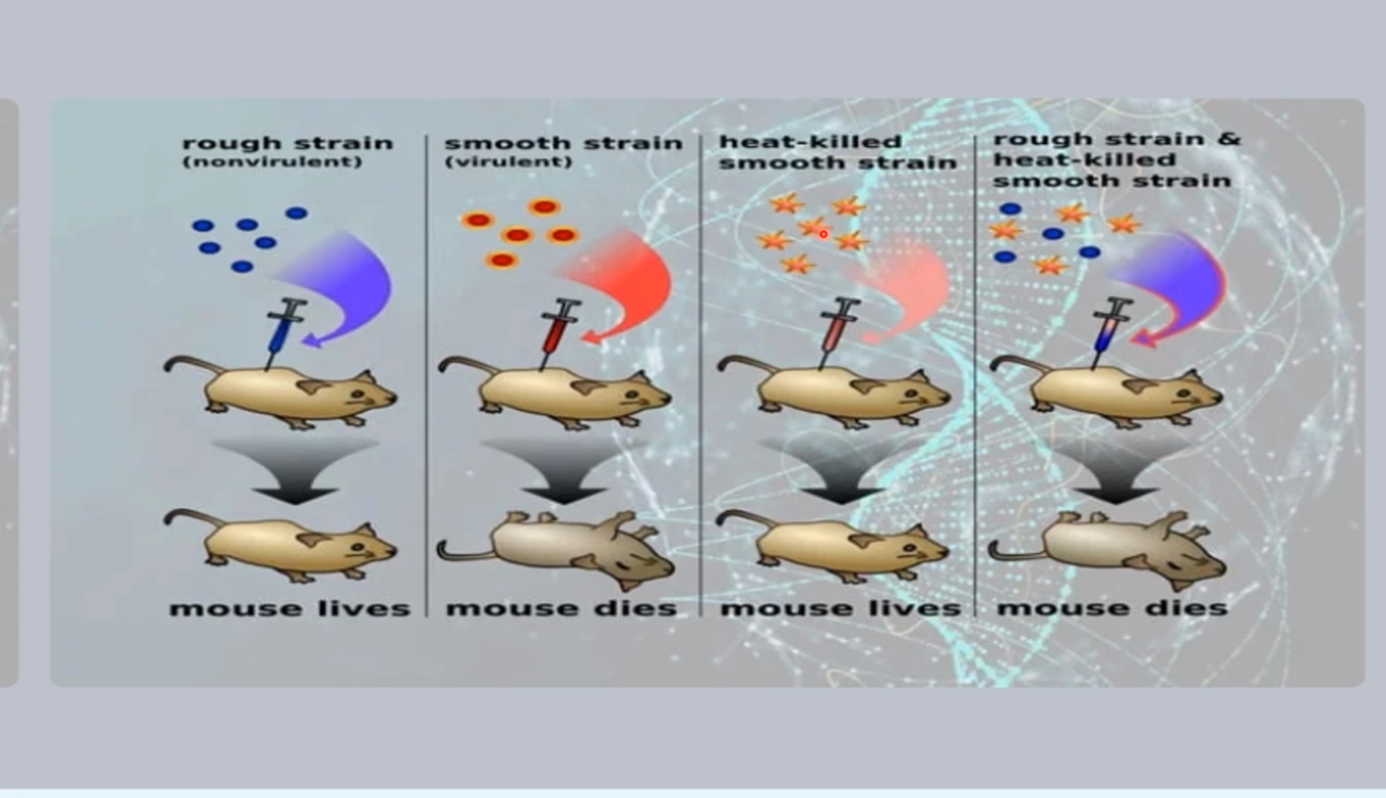Although the rough strain is itself non-virulent, and similarly the heat-killed smooth strain is also non-virulent, the expected result was that the mouse should not die. But in this case, the result was surprisingly different. Both of these strains by themselves do not cause death, but when they combine with each other, the mouse dies. So why does it happen?